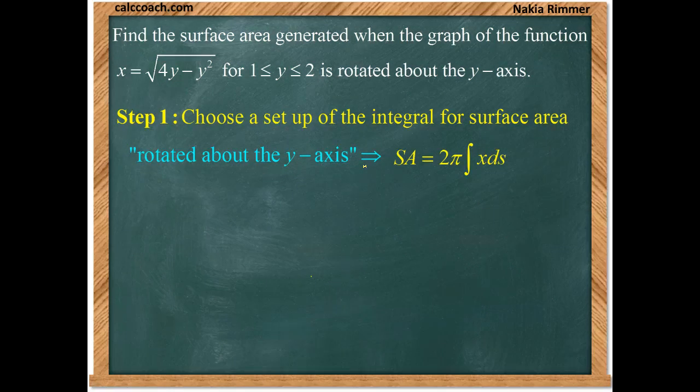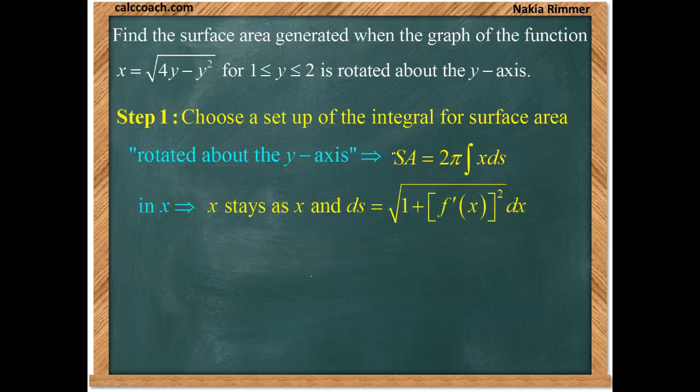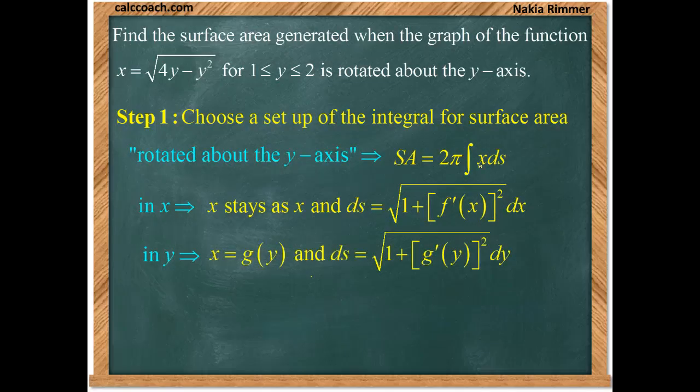If you decide to do the integral in x, then the x is going to stay as an x, and the ds will be the x version of the ds. But if you decide to do it in terms of y instead, then this x cannot stay as an x. So what you do is you replace x by the function g of y, and then the ds formula will be the y version of that ds formula.